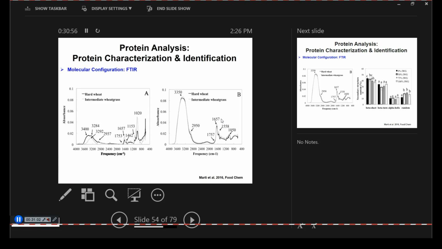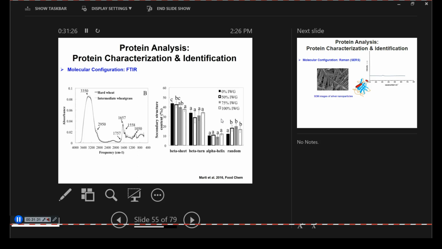So here in this publication, we looked at the flour and the dough. And the dough, you can see this huge peak. This is the water peak. Water is a very strong absorbent of IR. So if you're looking at anything in this region, you really need to correct for the water peak. But we don't care about this peak because what we're caring for is the amide 1 region and the secondary structure of the protein.